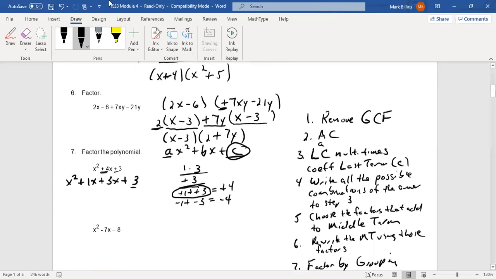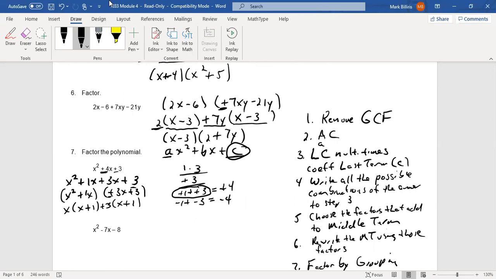So in this case, we're going to put parentheses around the x squared and 1x, and we're going to put parentheses around the positive 3x plus 3. So in the first group, x goes into both. So when I take out an x, that leaves me an x plus 1. When I look at my second grouping, remember sign, I'm going to take the positive 3 divides into both, and that gives me x plus 1.